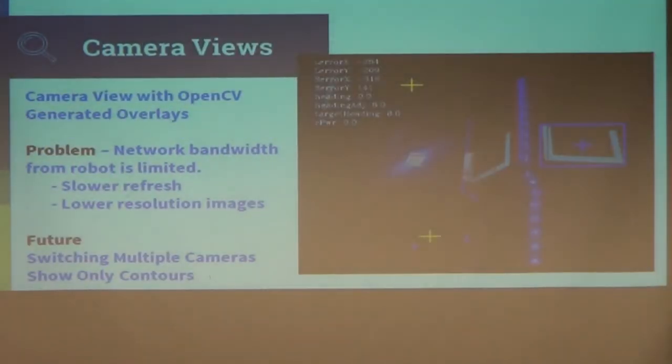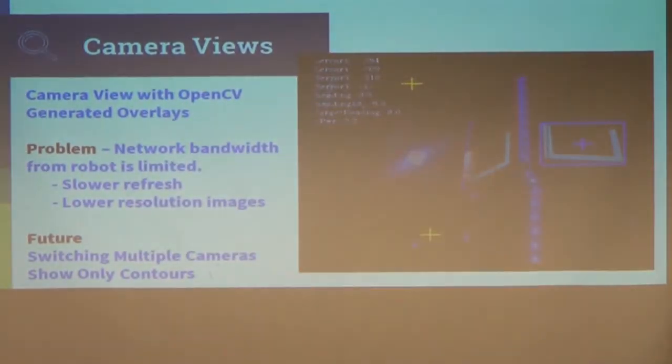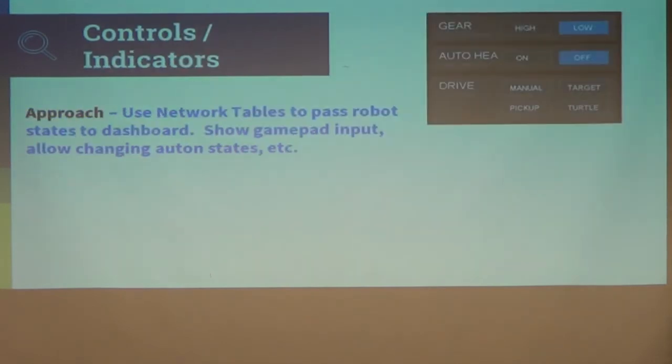The problem with this from last year is the network bandwidth is limited, so the refresh rate of the camera was not the best, and it was somewhat delayed, so we lowered the resolution of the camera. That helped a bit, but still was too slow. So in the future, we're thinking for next season, not even showing the whole camera view, but just showing contours and sending them back to the driver station, and also allowing switching between multiple cameras. We'll show in GRIP how you do the contours.